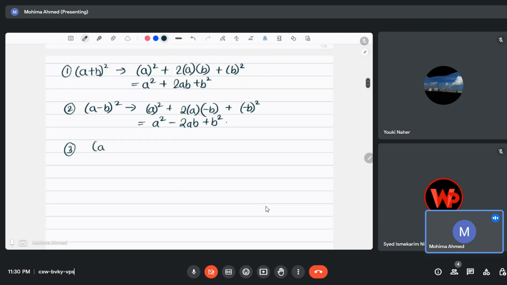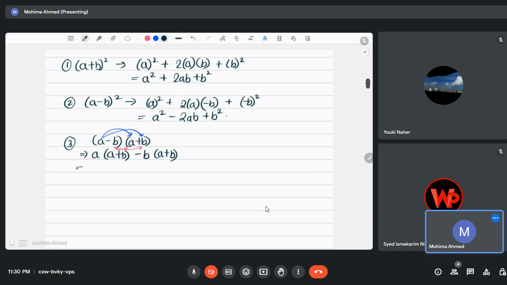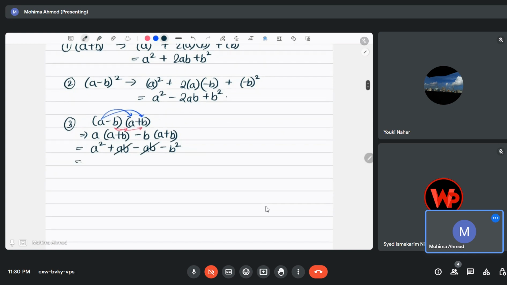So we'll move to the next part, a minus b and a plus b. When you are multiplying this, just take it like this: a is multiplied to a plus b, and then minus b is multiplied to a plus b. When you multiply these values, you get a square plus ab, and on the other hand, you get minus ab and minus b square. These ab values get cancelled out, and you're left with a square minus b square.